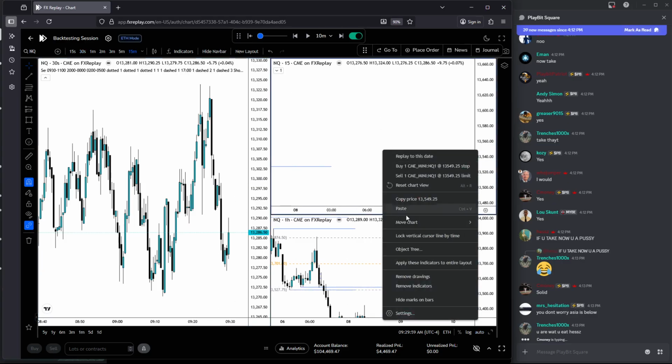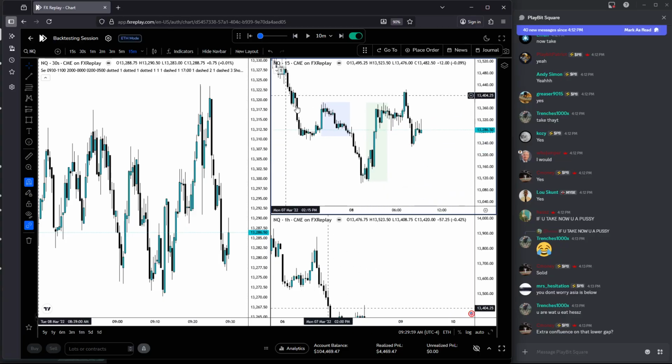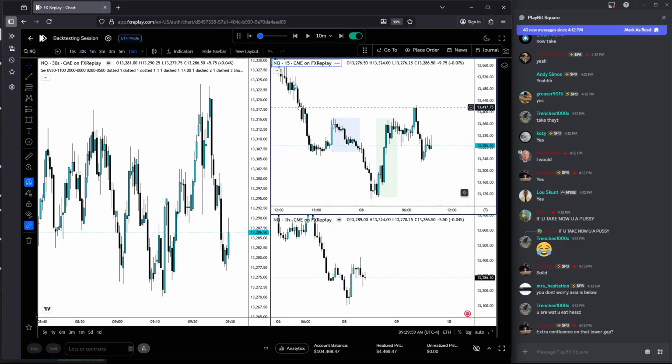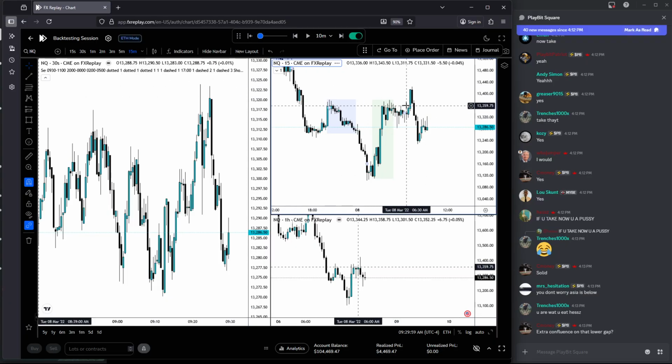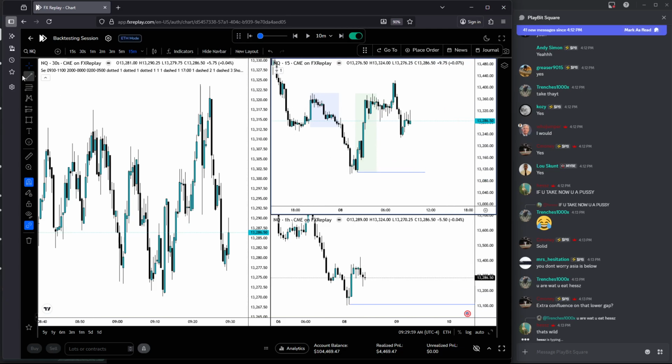Reset chart. Remove drawings. All right. What do we have here now? Let's see. We did end up going lower that day after that, I guess. Asia highs swept, London highs swept. We have London lows with this very nice liquidity level sitting right here.